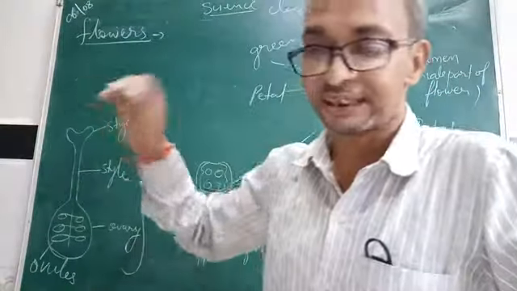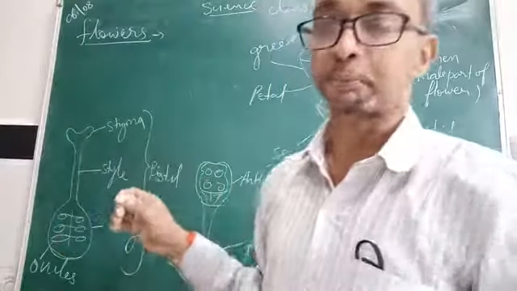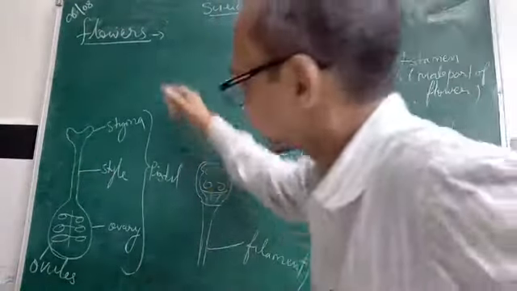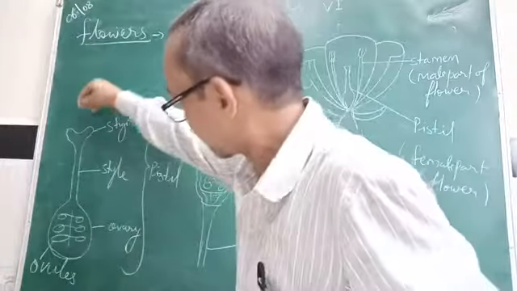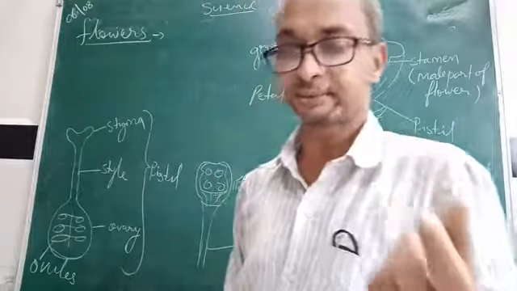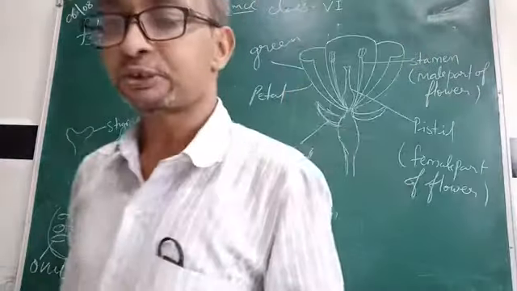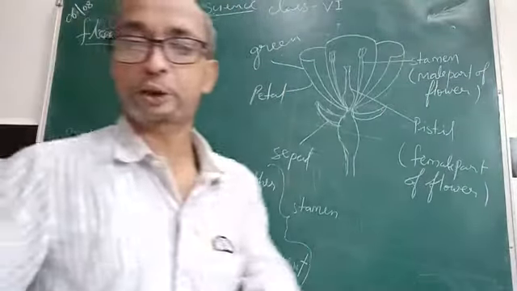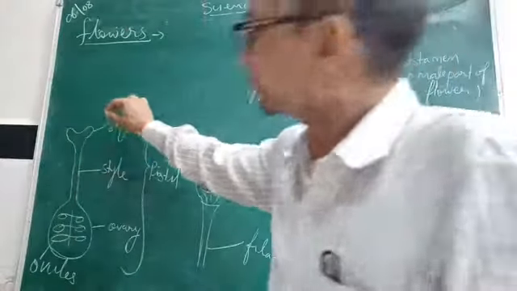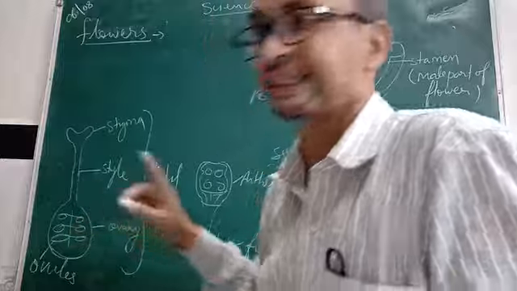This stigma is very sticky, so that pollen can stick to it. When pollen grains come from the anther, they come off onto the stigma and stick because it is sticky. The middle part of the pistil is called the style. It is a tube, and this tube connects the stigma to the ovary.